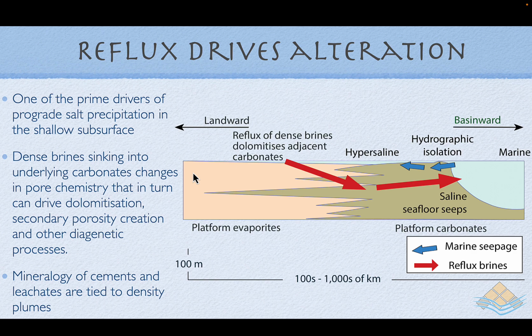But it's not just dolomitization that reflux can drive. It can also drive cementation. It can form halite cements. And it can also drive dissolution or leaching tied to the descent of underlying density plumes. This requires a homogeneous brine body. But if we have a layered brine body, where we have less dense waters floating atop more dense waters, we can also see some other interesting diagenetic and thermal associations.